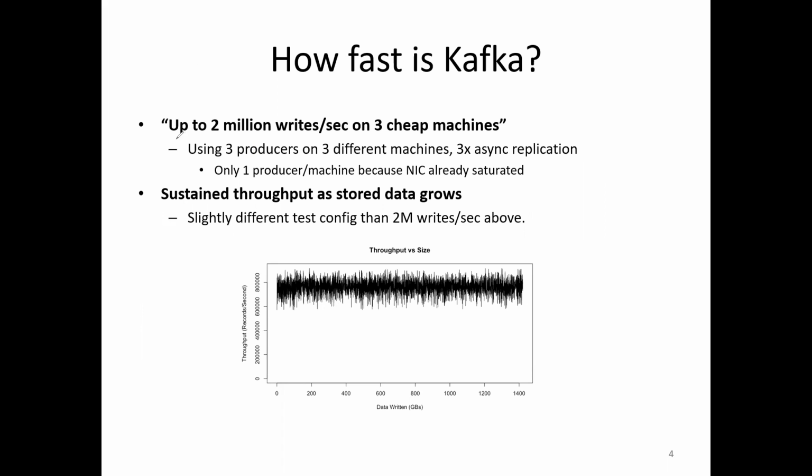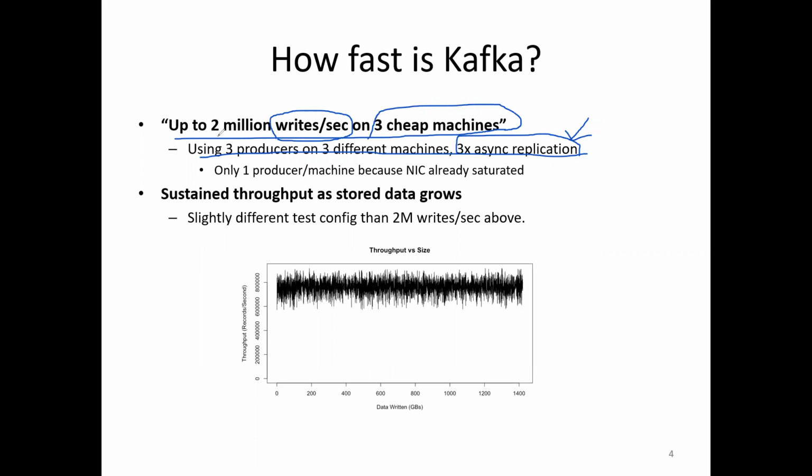Up to 2 million writes per second on 3 cheap machines. Cheap machines mean normal desktop machines or very low grade server machines. So I can have 2 million writes per second by the publishers. That's a huge amount of data to write, and pretty fast. And if I have 3 producers on 3 different machines, with 3 times asynchronous replication, the data does get replicated over the cluster. But that does not degrade its performance. So this is pretty good speed.